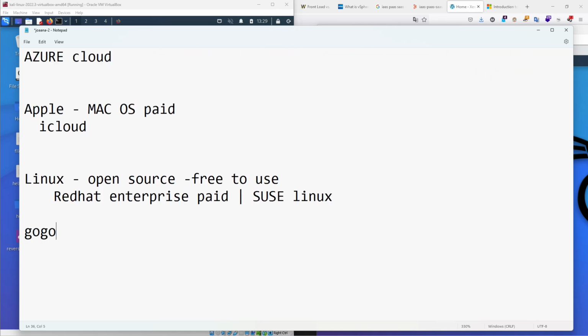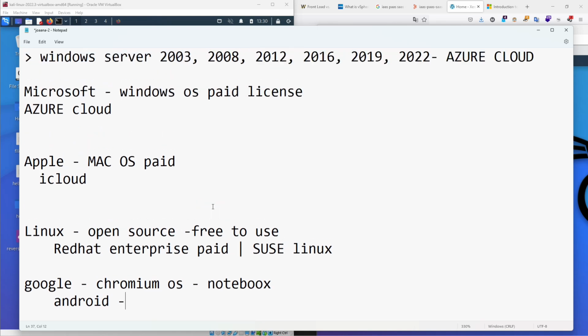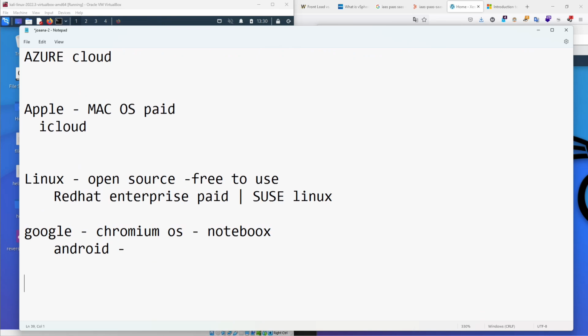If you talk about Google, Google has its own OS also available, Chromium, which is used for lightweight notebook series, and they have their own Android. That is all the Android mobile. It's a Google product. You can see these big companies have their own huge market. That's the concept of operating system.